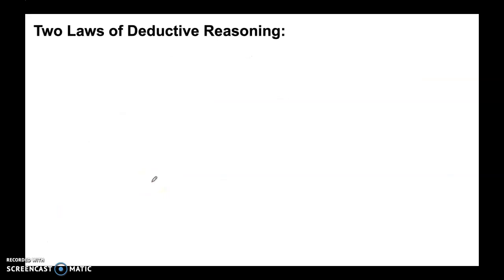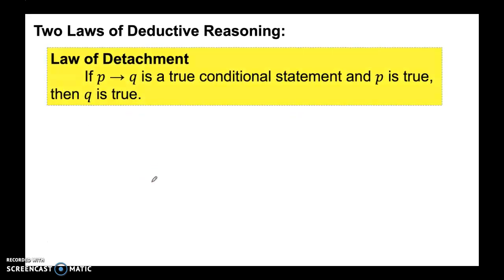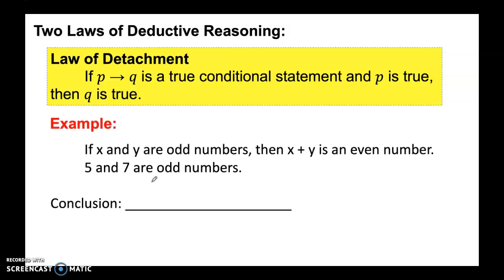We have two laws of deductive reasoning. First one, law of detachment. If P then Q is a true conditional statement and P is true, then Q is true. Example, if X and Y are odd numbers, then X plus Y is an even number.